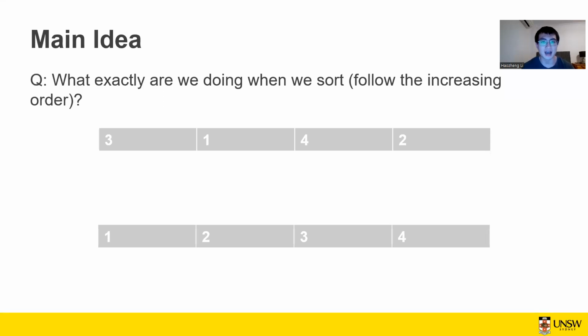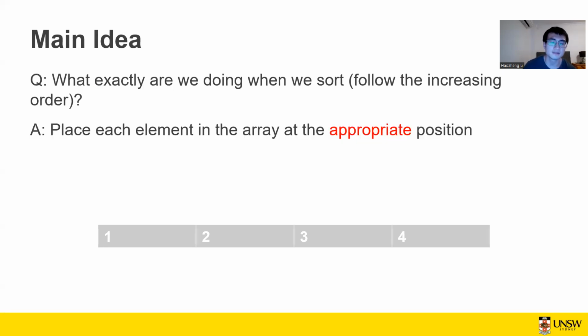What exactly are we doing when we sort? For instance, here are two arrays. The first one, we can easily say that it is unsorted. The second one is sorted. But why can we say that? Here is a way to think about it.